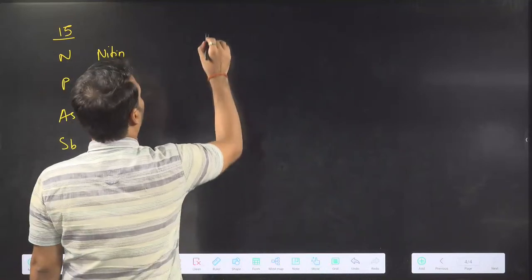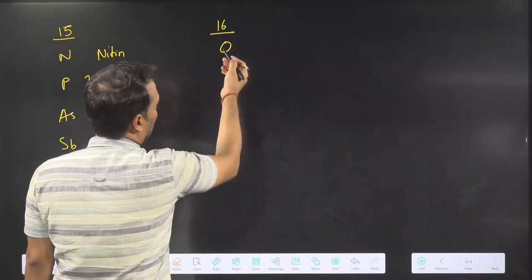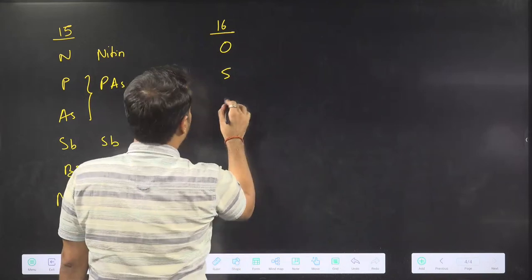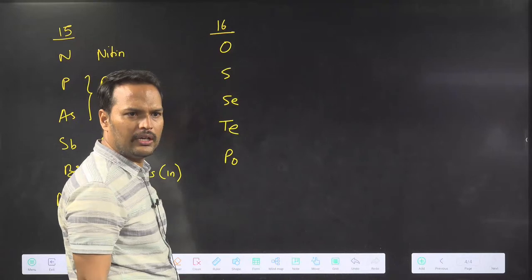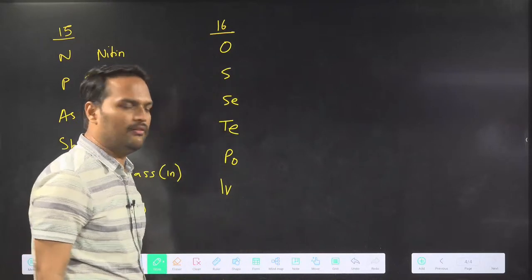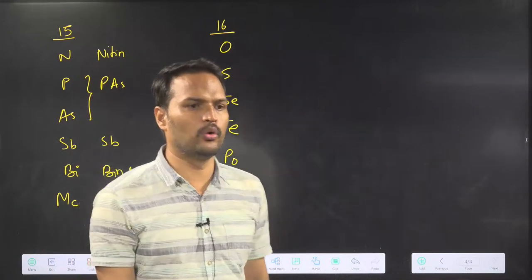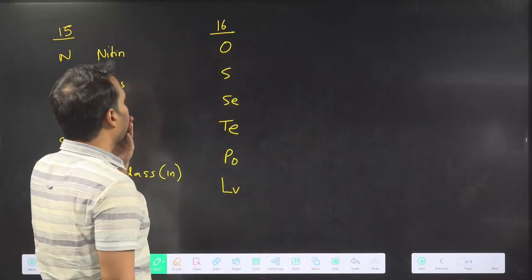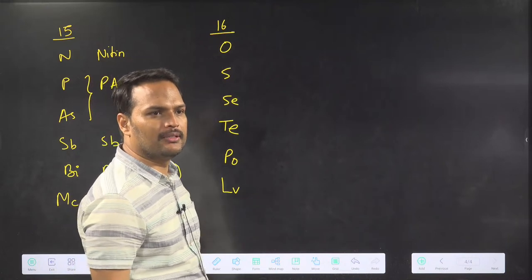Now come to the next one. What is the next one? Group 16, O S. Oxygen, sulfur, selenium, tellurium, polonium. Correct? And livermorium. This is what? LV, livermorium. Okay? Now what to write here?